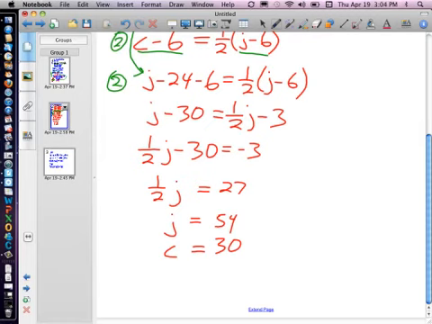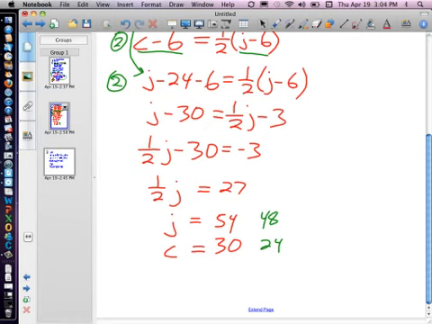Again, that's what we think, so we're going to go back to the words of the problem and see if that makes sense. Cecilia is 24 years younger than Joe. Yeah, that checks out. 6 years ago, it might be helpful to write out what that would be: 48 and 24. So 6 years ago, she was half as old as he was. Yep, sure enough, that works.